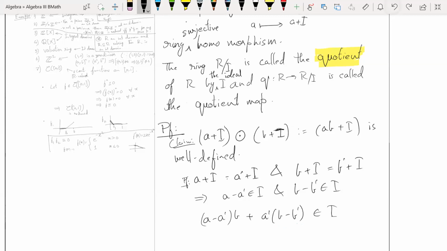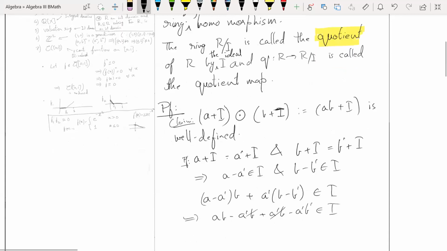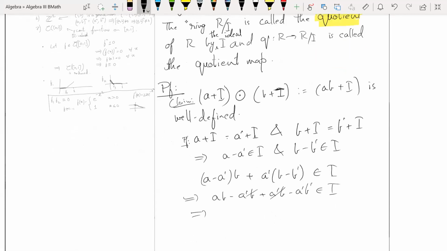So you get that this element is in I, and what is this element? This is the same as AB minus A prime B plus A prime B minus A prime B prime, which belongs to I. So this cancels out, and that tells you that AB minus A prime B prime belongs to I, which implies AB plus I equals A prime B prime plus I. So this shows that the dot is indeed well defined.